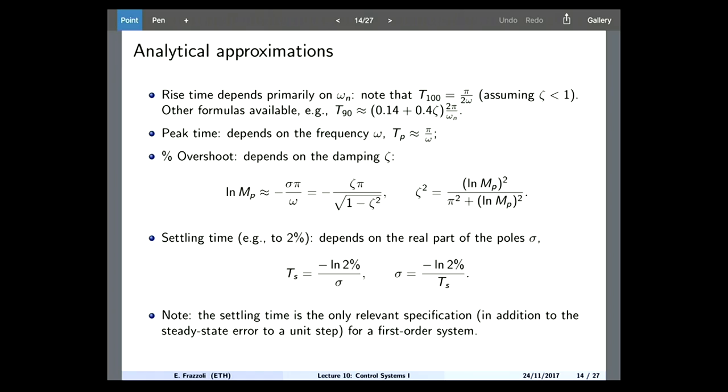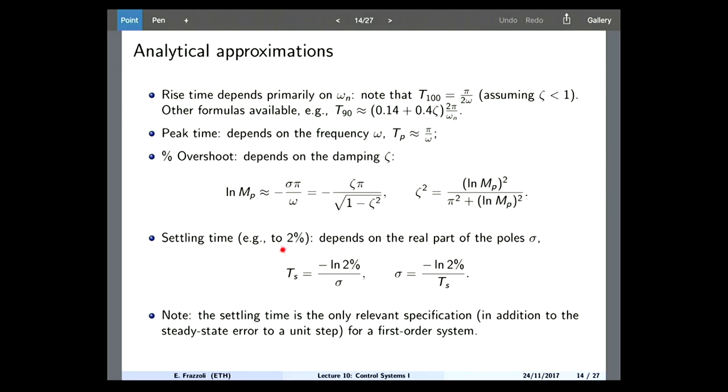Percent overshoot depends on the shape of the response. If it only depends on the shape, it depends on the damping, okay? You can do the calculations. It doesn't really matter. The formula here is minus sigma over omega times pi; you do the calculations and what you get is this thing, okay? What you have to remember is that the bigger the damping ratio, the smaller the overshoot, right? And in particular, when the damping ratio gets to 1 or more, you have an overdamped system, you have 0 overshoot, okay?